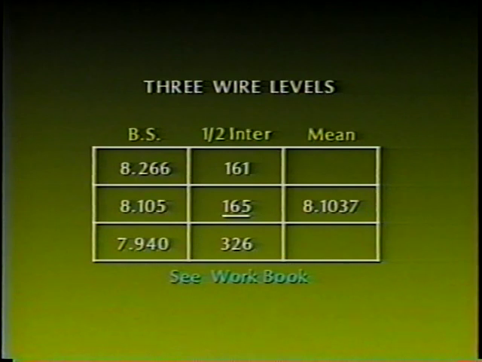The number 8.1037 equals the mean of the three readings and is used as the plus shot, or the backsight reading, for your notes. 326 is the sum of the two intervals, 161 plus 165, between the crosshairs. This is added to the sum of the next backsight interval. The total for the second backsight is 759, as shown in the example in your workbook.